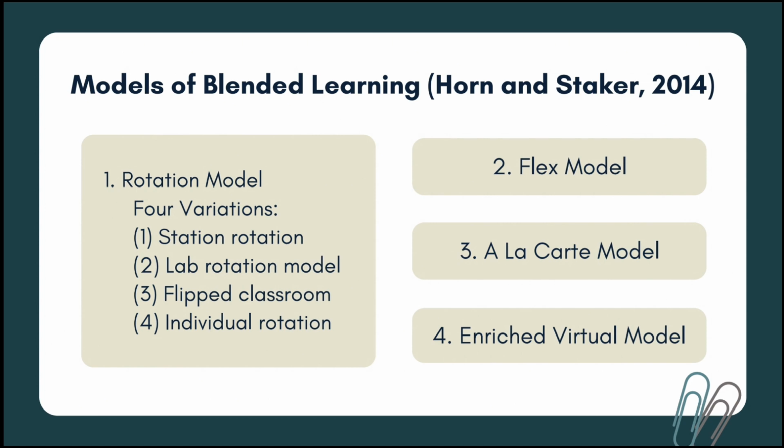Lastly, individual rotation is a rotation model variation in which each student has an individualized schedule. The teacher is the one who sets the schedules, or it could be an algorithm like digital platforms or digital spin the wheels. So, on to the second model of blended learning. The next one is flex model. In this model, most of the lessons are delivered online, and online learning is the backbone of learning.